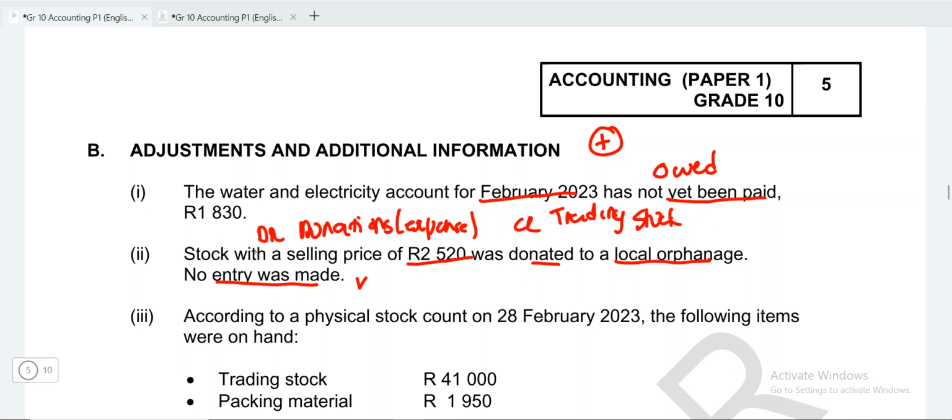So now, they said that this was recorded at a selling price. We know that donations and drawings are recorded at a cost price. So what we must do, we must use this information to get our cost price. Remember, they told us the information that the markup is 40%. So we're going to say 2,520 multiplied by 100 over 140, and then it will give us the amount that we must adjust our information by.